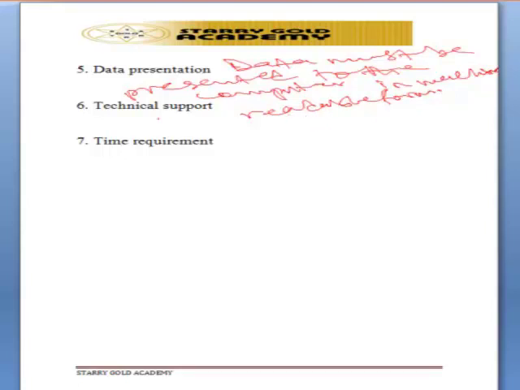So we also have what we call technical support. That is, by the time we put the system into operation, we have to think of technical support, because by the time we develop the system and we are using it, we will have to carry out maintenance. And when you want to carry out maintenance, do we actually have the technical expert within the company that can handle it, or do we need to outsource? Or even when we want to develop the system, do we have the technical expert within the organization that can handle it? If not, the company can decide to outsource.